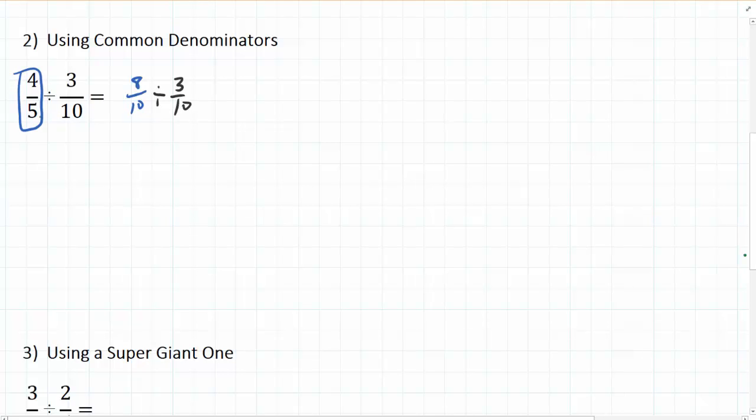So the idea is I multiply by 2. 5 times 2 is 10. 4 times 2 is 8. Okay, now that the common denominators are equivalent, we just divide the numerators. So this would be equivalent to 8, which is the first numerator, out of 3, which is the second one. And if we simplify this, we'll get 2 and 2/3. Okay, so that's using common denominators. If we have common denominators, we just divide the numerators.